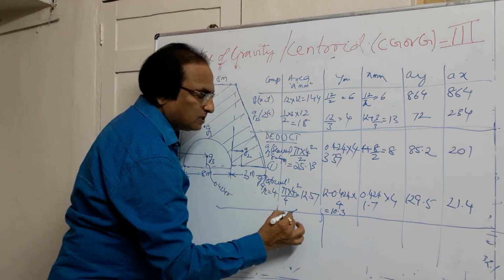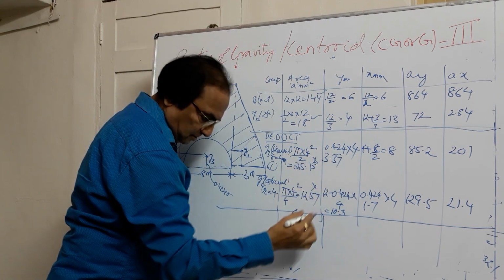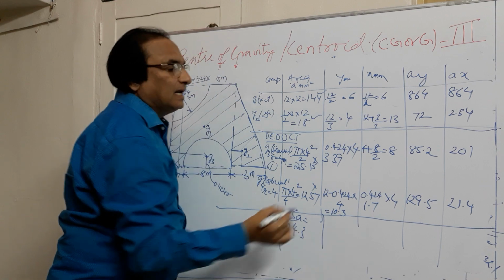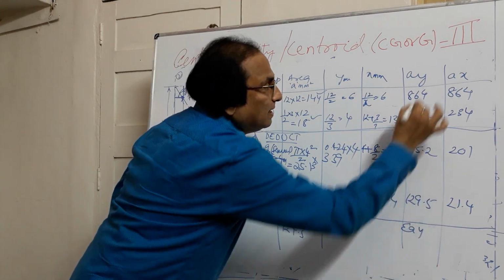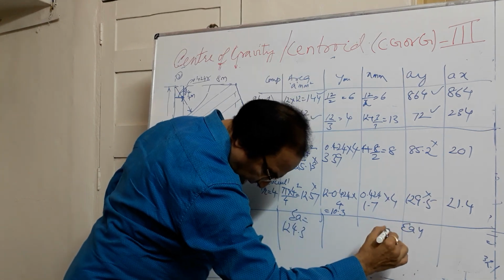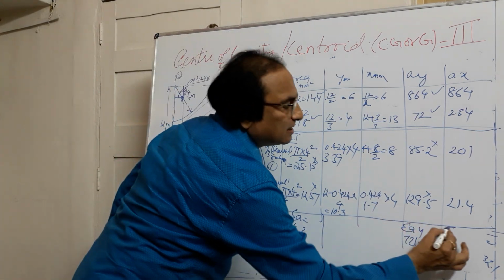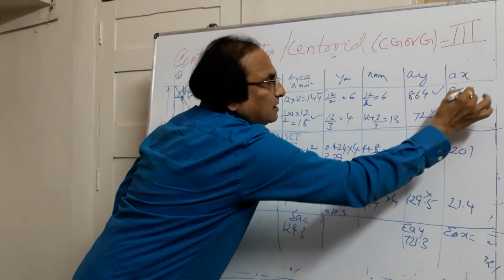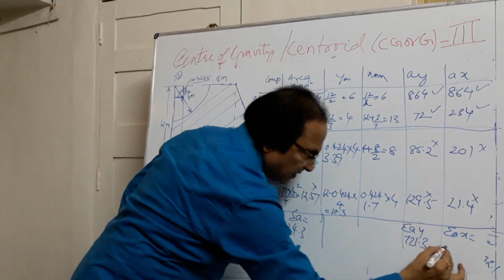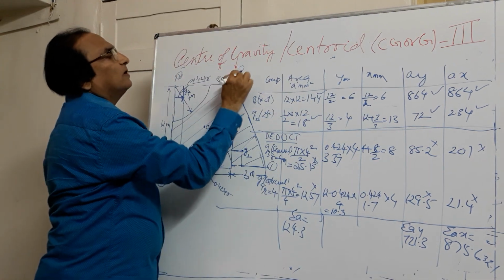So now we will go for sigma A. So this plus this minus this minus this. So this will be equal to 124.3. Likewise sigma AY. This plus this minus this minus this. So you get a value of 721.3. Likewise sigma AX. This plus this minus this minus this. So you get a value of 875.6.